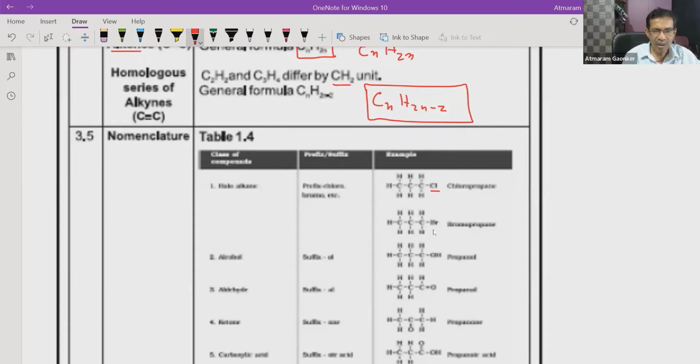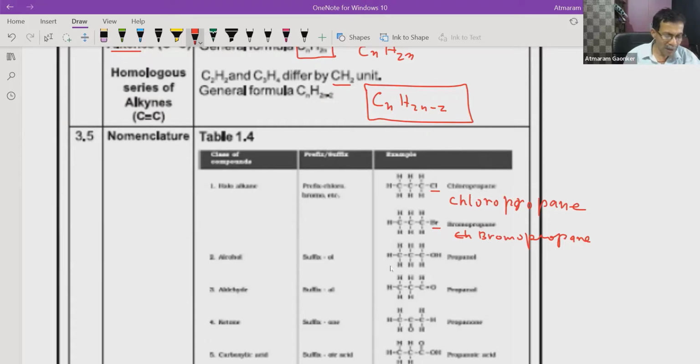The next one, this is bromine, and again this is propane, so it is bromopropane, and this is chloropropane. Similarly, you can have chloromethane, chloroethane, chlorobutane, and so on.